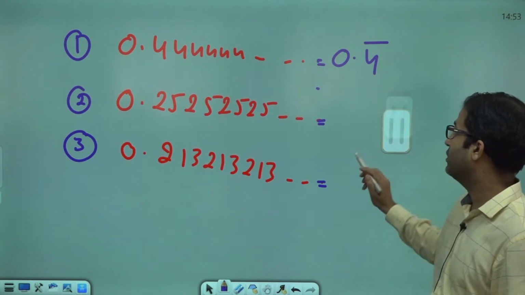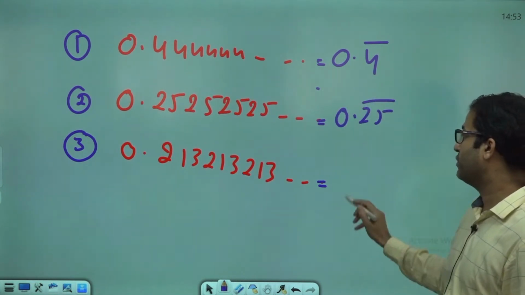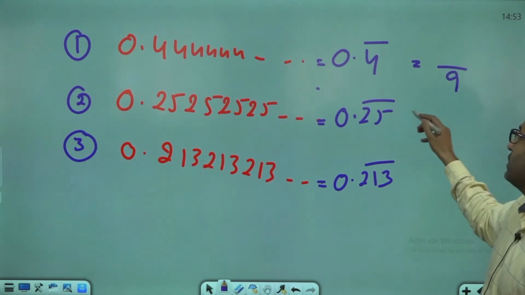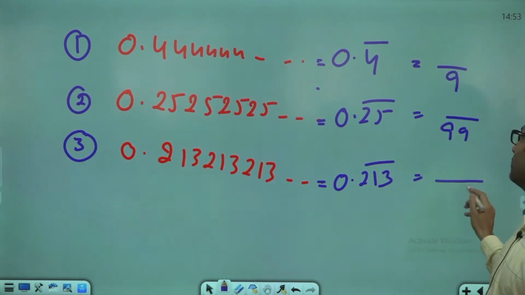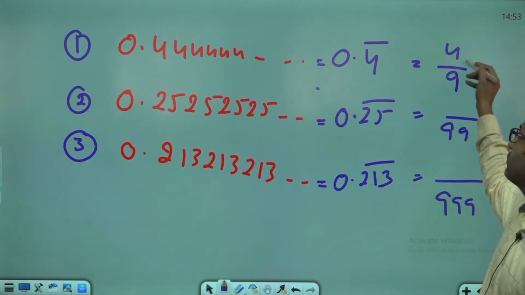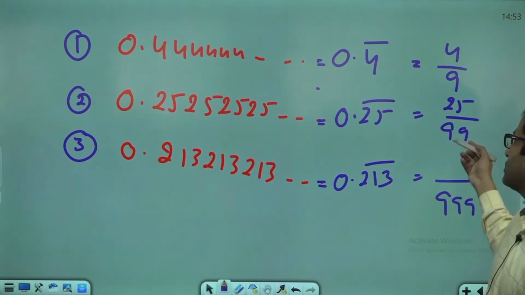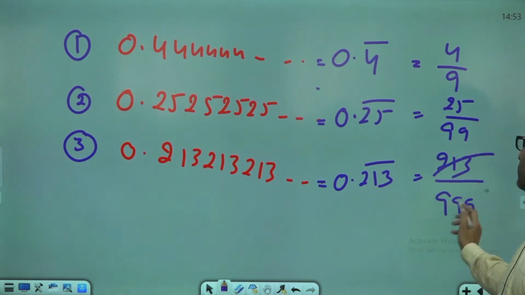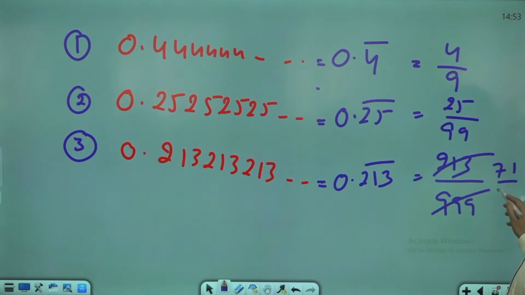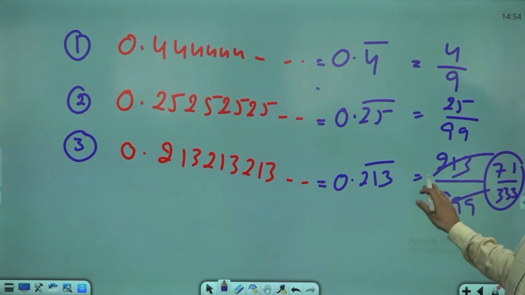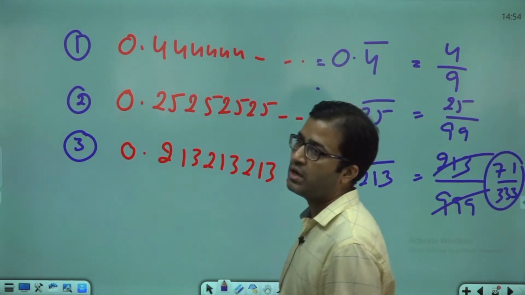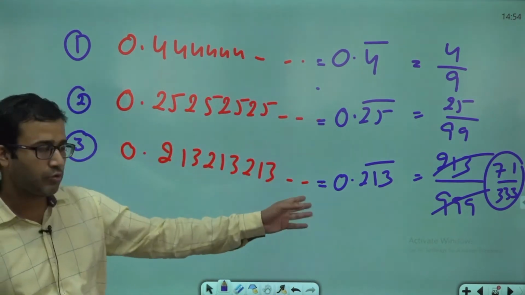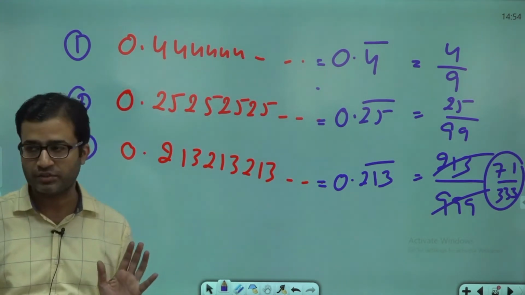The answers: there is 1 digit, so 9; there are 2 digits, so 99; there are 3 digits, so 999. This is 4 by 9, you cannot simplify. This is 25 by 99. This is 213. Here we will divide by 3, so it is 71 upon 333. But if you are saying the answer is 213 upon 999 for the first class, I can accept it. But later on, you have to simplify it. You have to give me a simplified answer.